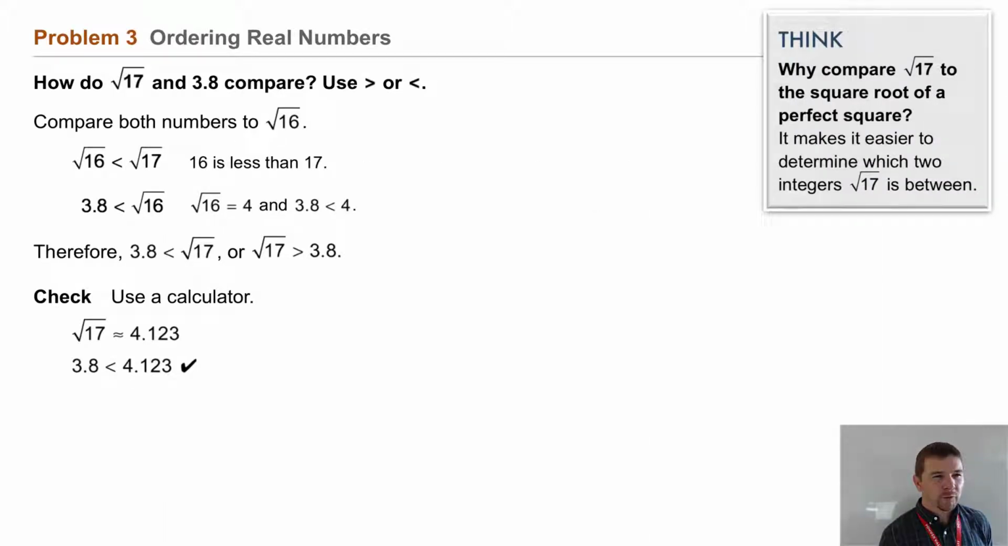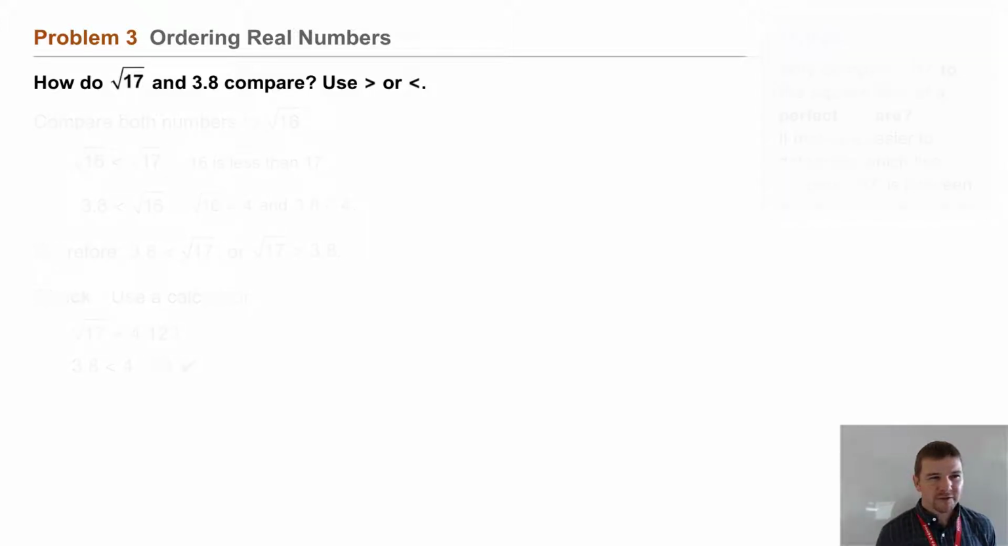Problem 3, ordering real numbers. How do the square root of 17 and 3.8 compare? Use the is greater than symbol or the is less than symbol.